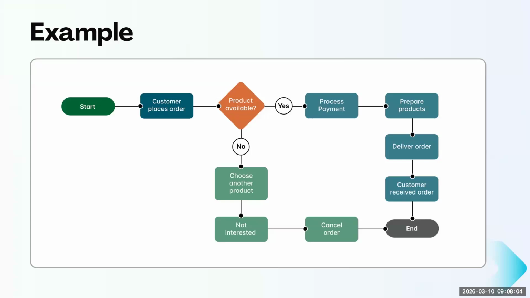This slide shows an example of a customer order process. The process starts when a customer places an order. The system checks whether the product is available. If the product is available, payment is processed. The product is prepared and the order is delivered. If the product is not available, the customer may choose another product or cancel the order. This example demonstrates how process modeling clearly shows different paths and decisions in a workflow.